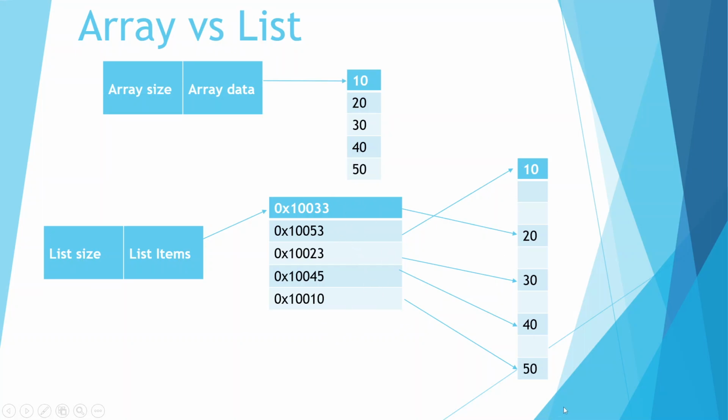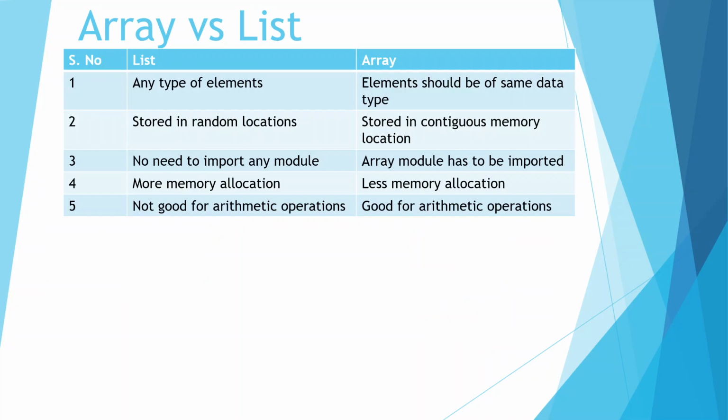Whereas when it comes to an array, the elements will be stored in memory in contiguous or adjacent memory locations. An array will point directly to those locations. So that's what it is: lists are stored in random locations, arrays in contiguous memory locations.